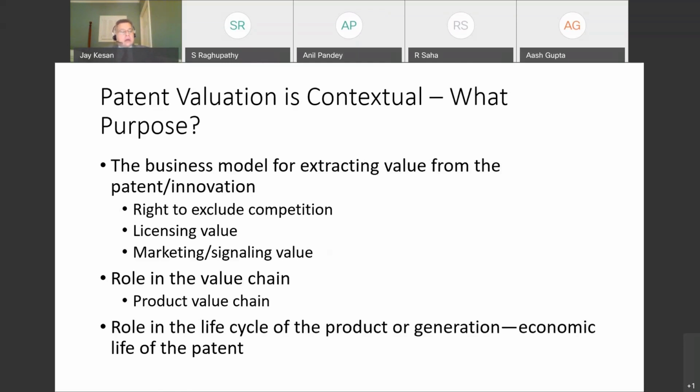Finally, it's important to think about the economic life of the patent as opposed to the statutory life. A patent is, of course, nowadays by international convention, valid for 20 years as long as the maintenance fees and annuities are paid. But the economic life might be much shorter than the legal or statutory life.